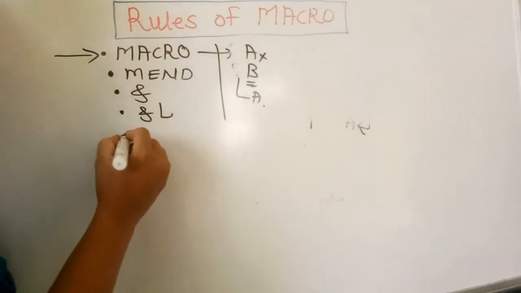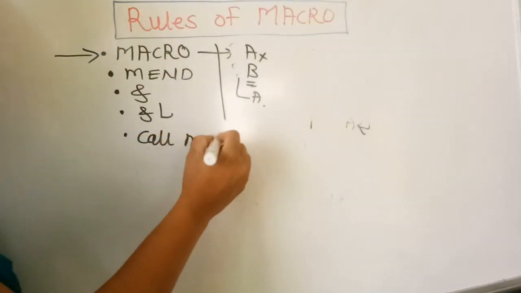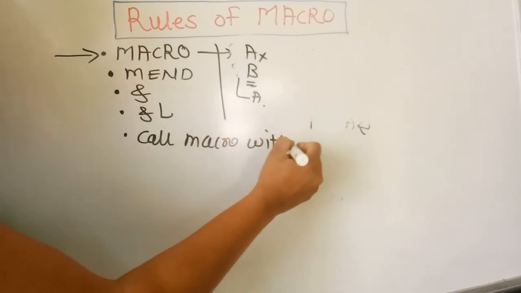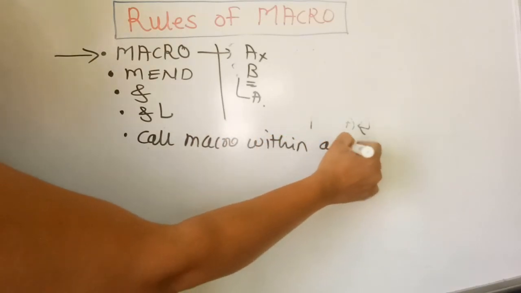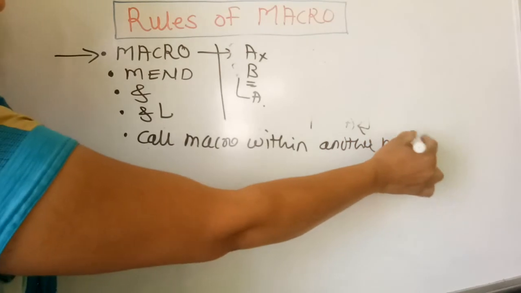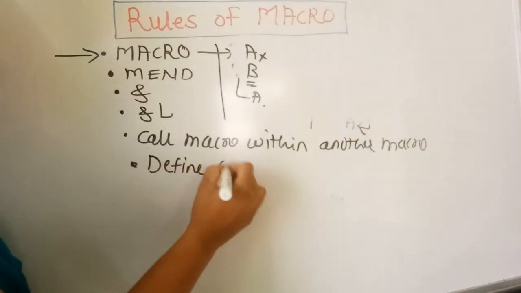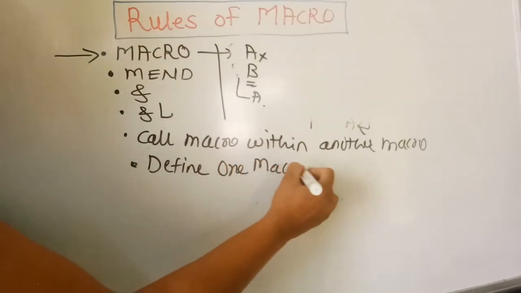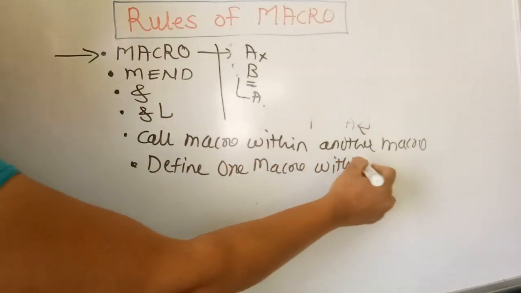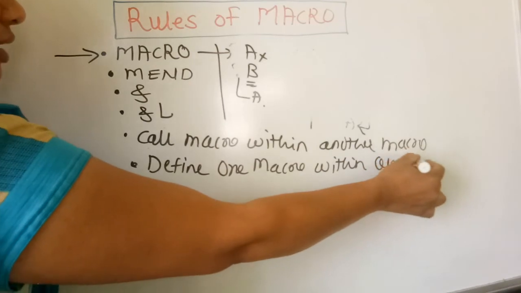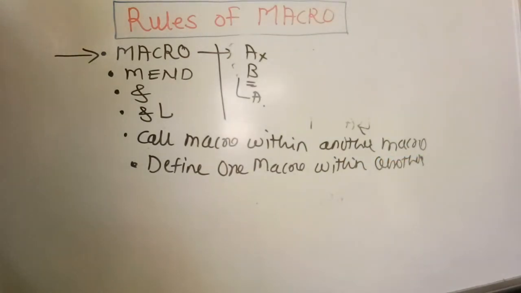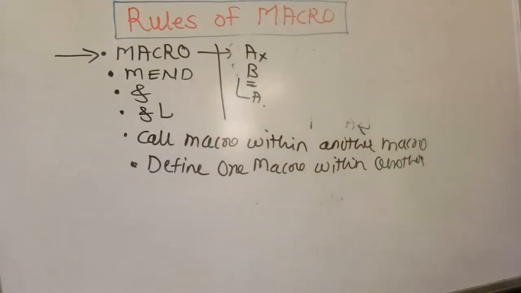Means you can call a macro within another macro, and at the same time you can define one macro within another macro. Okay, so these are the different rules associated with designing macro programming.